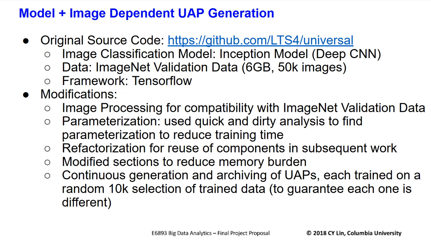Since there's no database of UAPs available, I had to build that up from scratch. What I did is reuse source code available from the authors of the original UAP paper. I used the same model, Inception, and ImageNet validation data, which is about 6 gigabytes, 50K images, and used TensorFlow, which was required for the Inception model.